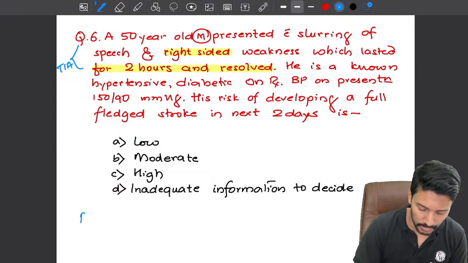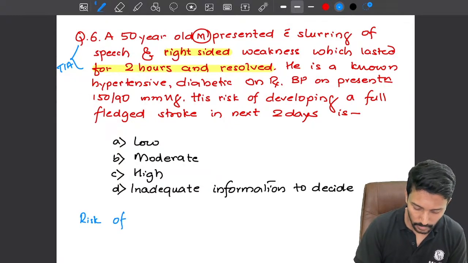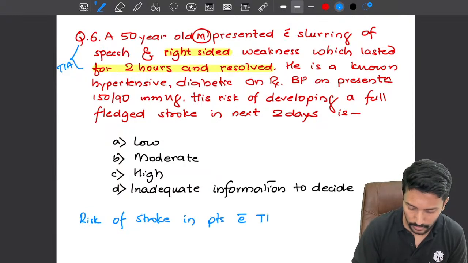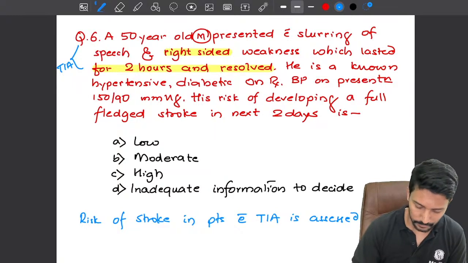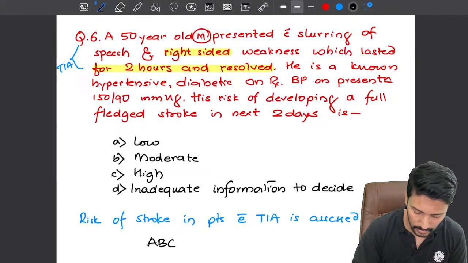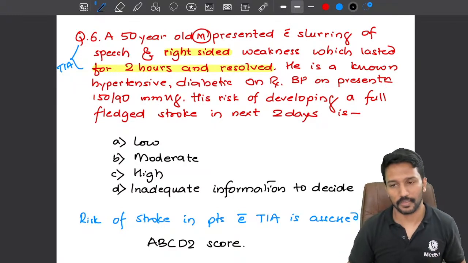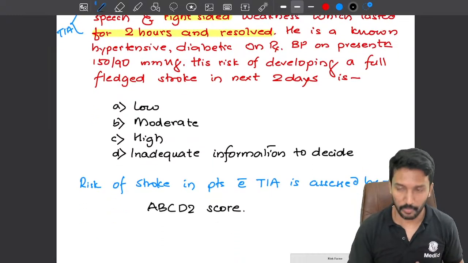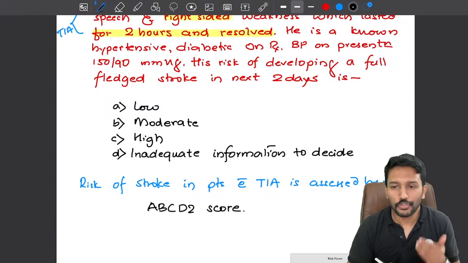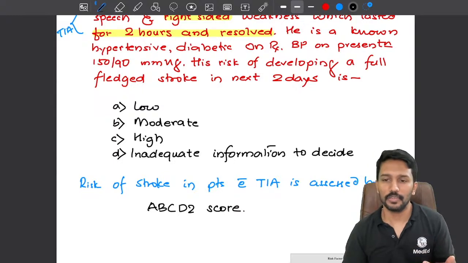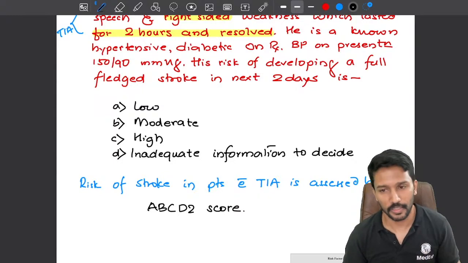The risk of stroke in patients with TIA is assessed by a scoring system called the ABCD2 score. Okay, this score is pretty easy to remember and a multiple-time asked topic. In fact, this is a PYT, previous year topic. Repeated questions have appeared. So most of the questions that have appeared so far in the FMGE are like, which of the following is not a component of the ABCD2 score.